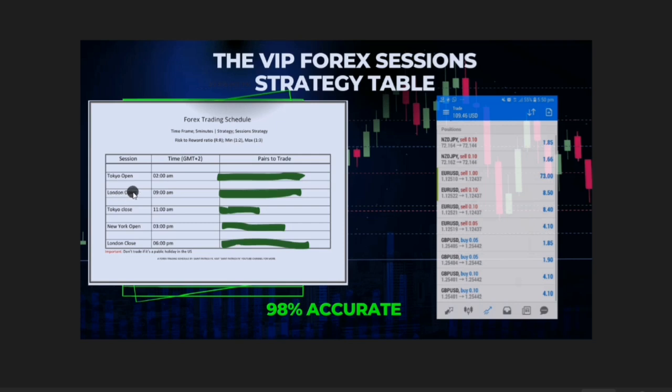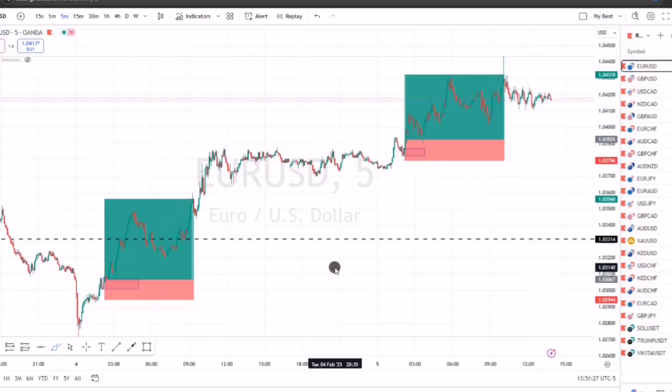So you have London session and the pairs to trade during the London session. So right here, you will have Euro USD, USD CAD, and NZD CAD. I'm giving you the London session. And then on Tokyo Close, New York Open, and on London Close, you will find that on that PDF. On that PDF, you don't really find the strategy. You find the pairs that you are supposed to trade during those sessions, even though I have also attached the strategies that are going to guide you on how you are supposed to enter the market. I'm also going to do that in this video.